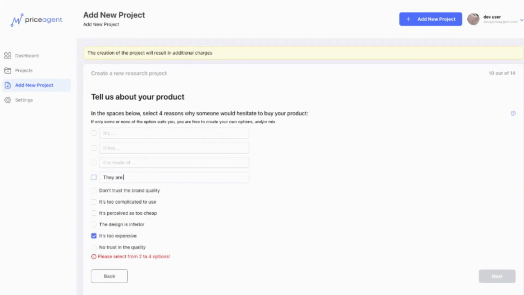And in this step, we measure why people would hesitate to buy our products. Well, maybe it's too expensive, complicated to use. They are of lesser quality. They are uncomfortable. These are the 3 things I would like to understand about my potential customers.